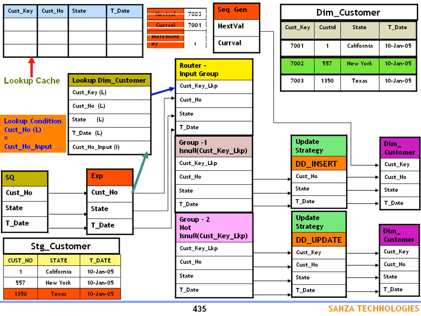Then when the session is completed, the current value of your lookup will be changed to 7004 and stored in the repository of Informatica.